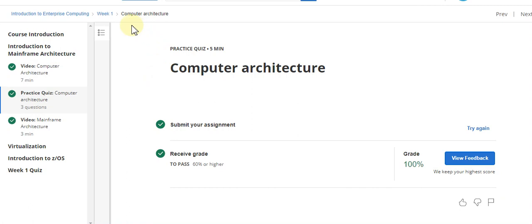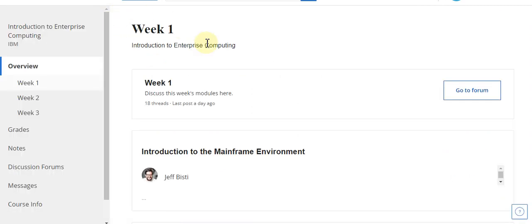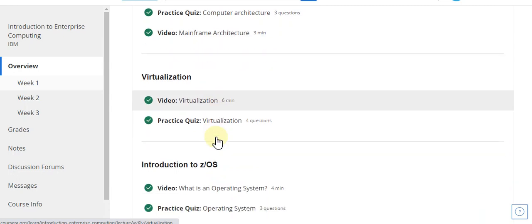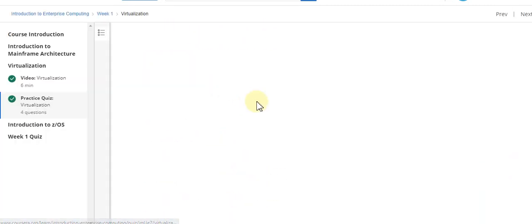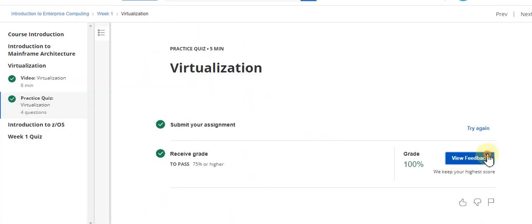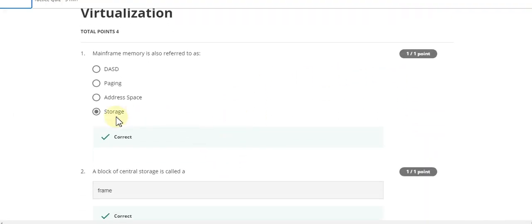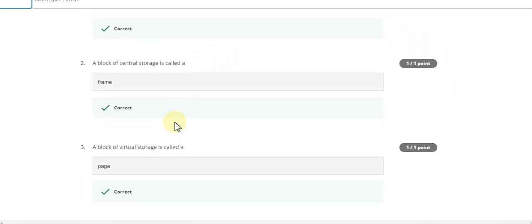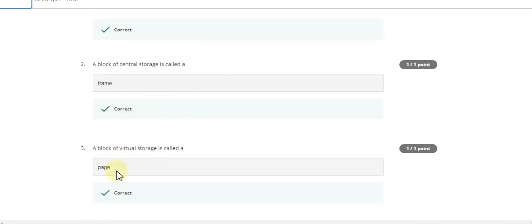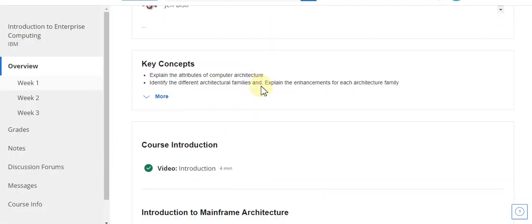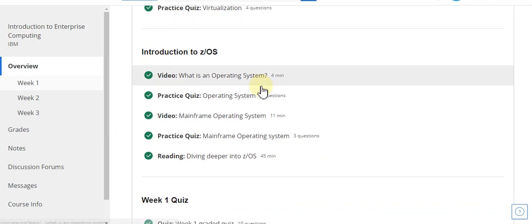Now go to the other week 1 practice quiz, the virtualization practice quiz answers. The first question answer is storage, the second question answer is frame, the third question is page, and the fourth question is slot. Now week 1 part 3 is complete.